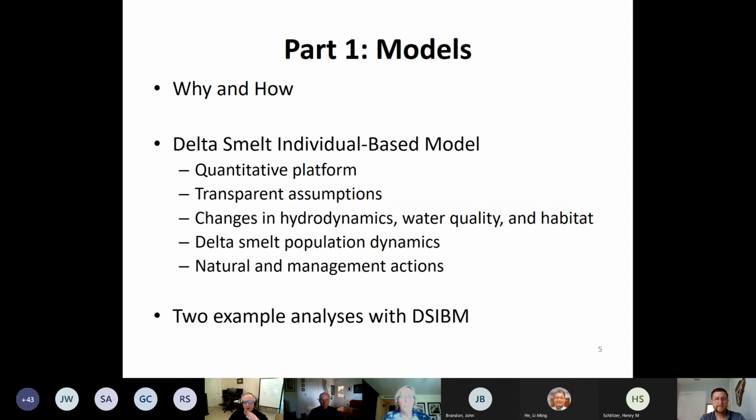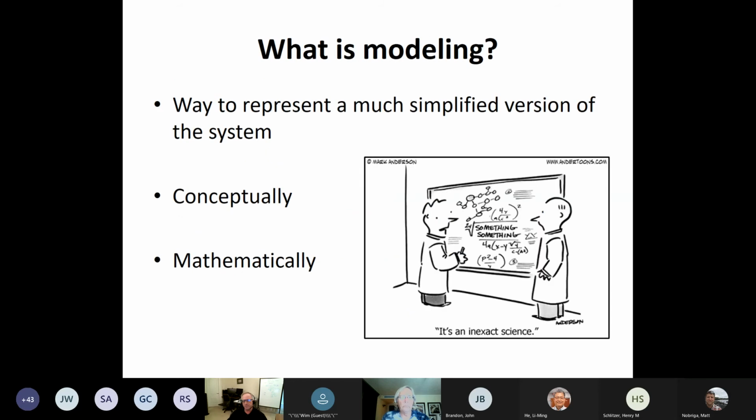So we're going to talk about why and how we model. That'll be quick. And then the DSIBM, we get tired of saying Delta Smelt individual-based model, as a platform where I think it's transparent, and that's something we can discuss, and how changes in hydrodynamics, water quality, and habitat affect the population. And then I'll run out of time, and so I'll do 2 very quick examples, and then we're going to revisit a bunch of examples in parts 2 and especially 3.